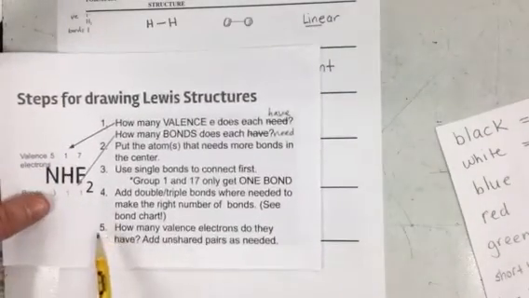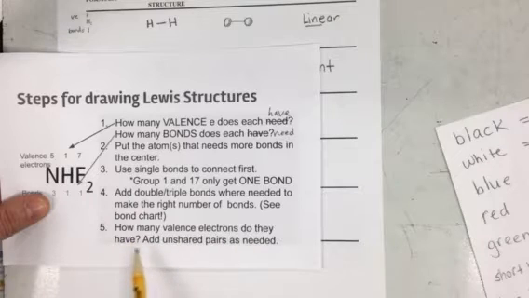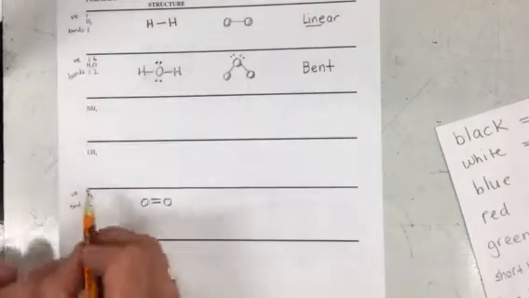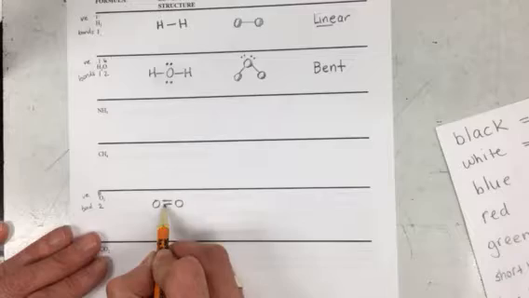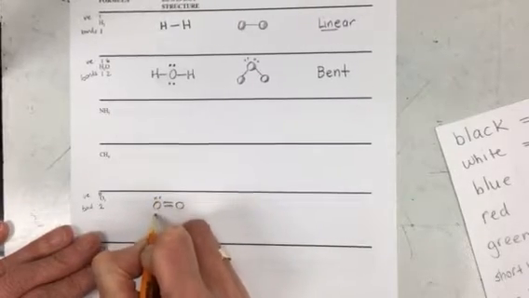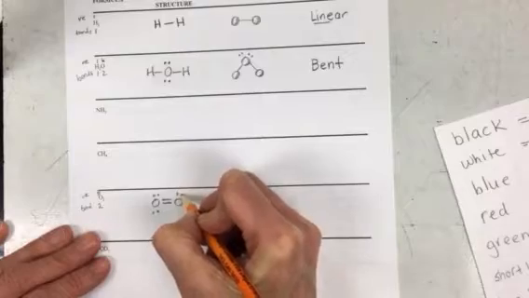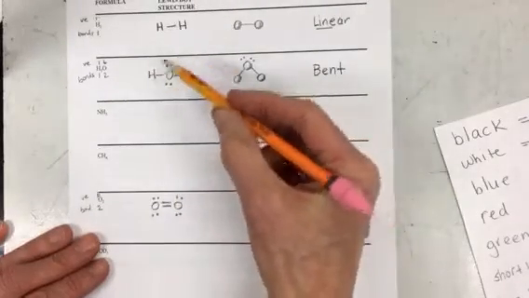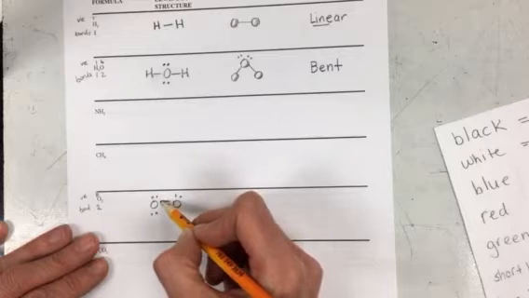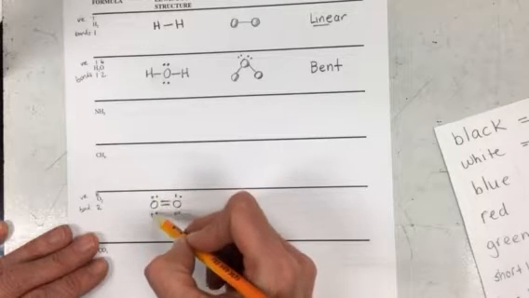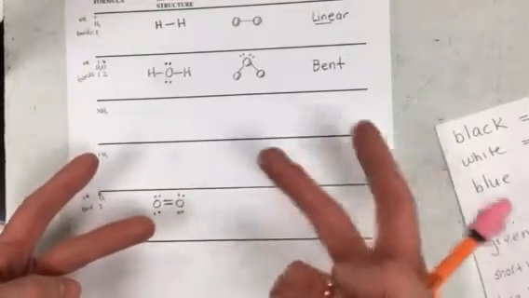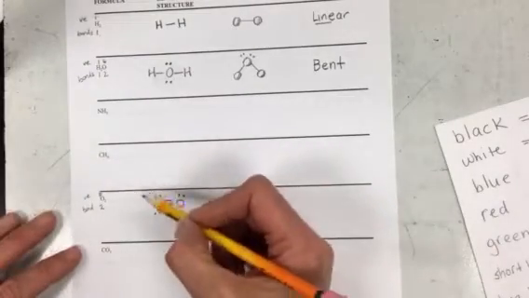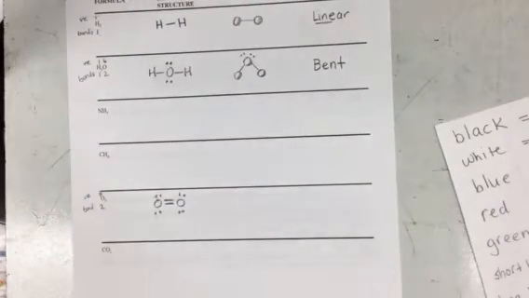And now I'm going to look at the last step. How many valence electrons do they have? And add unshared pairs as needed. So since oxygen has 6 valence electrons and 2 are in the bond, that means there's 4 here, and also the same thing on here. So we talked about that up here. It's the same thing. 1 in the bond, 1 in the bond, that's 2, 3, 4, 5, 6. So 2 are being shared in the double bond from one oxygen, 2 from the other to make our double bond, and that means 4 are left from each.